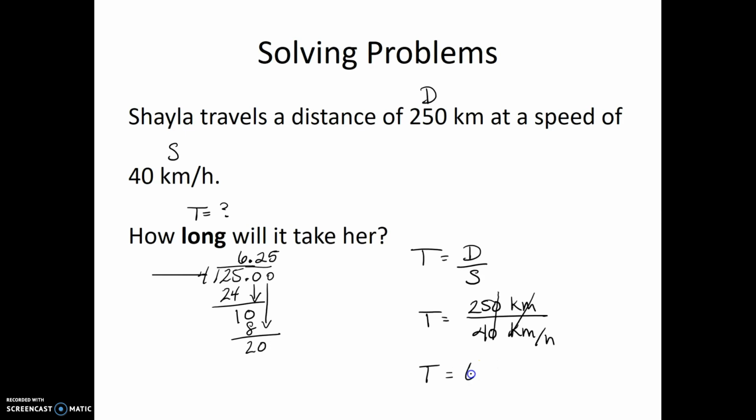So our time is going to equal 6.25, and our unit is hours. And we're just going to leave it like that. We're not going to change it into hours and minutes. We're going to leave it in terms of a decimal amount of hours. Okay, I want you guys to go ahead and finish the notes on your own, and your homework for this evening is workbook exercise 27.